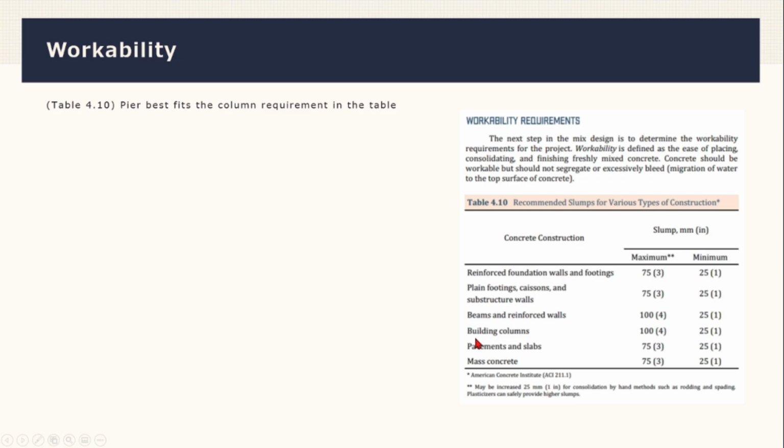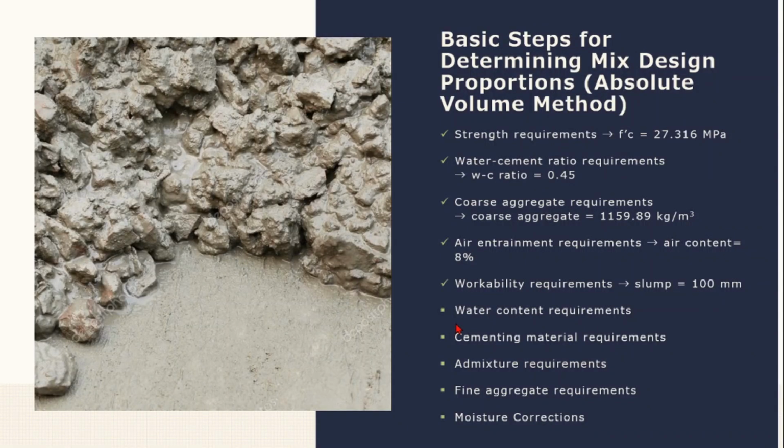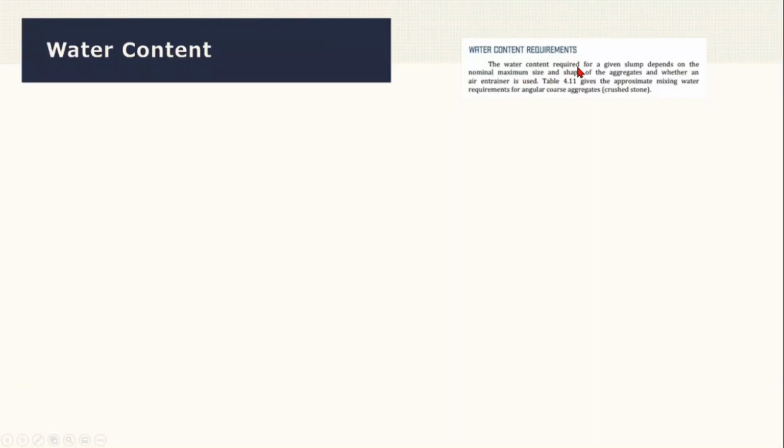Therefore, selecting these building columns will give us a minimum and maximum slump range, which is 25 to 100 millimeters, and we have to select, of course, the maximum slump, which is 100 millimeters. Next is water content requirements. The water content required for a given slump depends on the nominal maximum size and the shape of the aggregates and whether air entrainment is used.